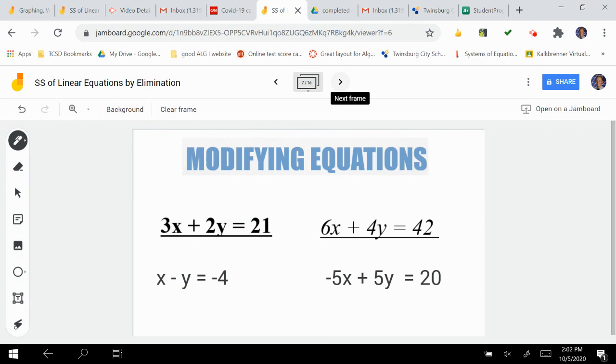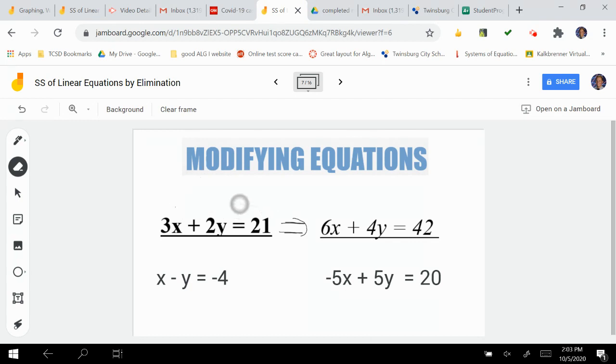Modifying equations. How did I go from this in standard form, because it's ax plus by equals c, ax plus by equals c? Sorry, that's a y. How do we go from this equation to this equation? How do we transform that?